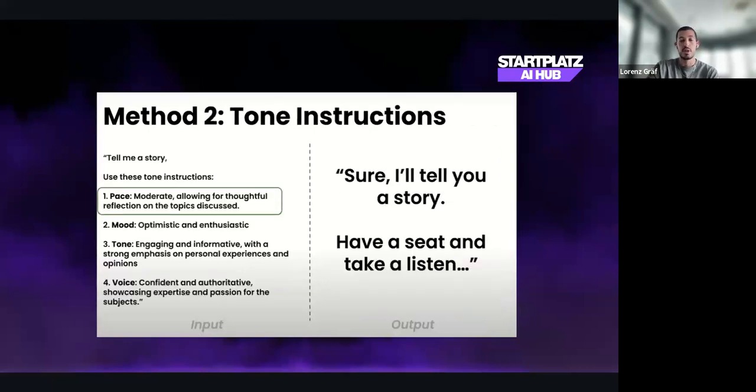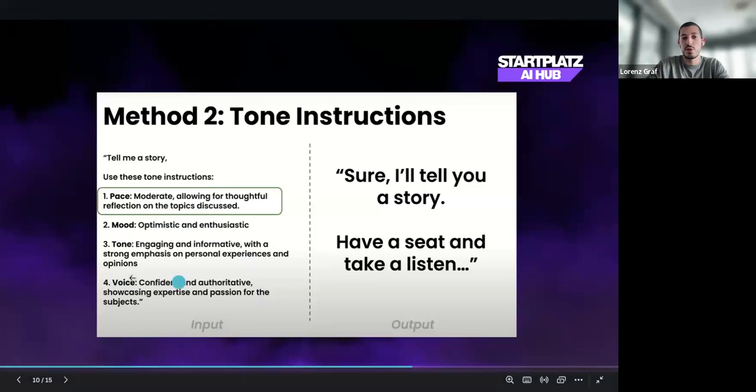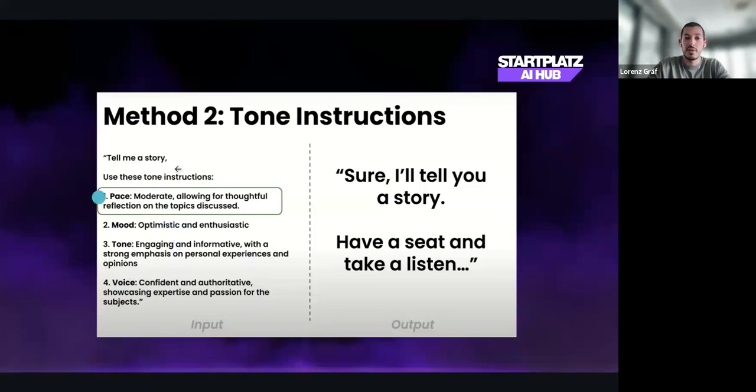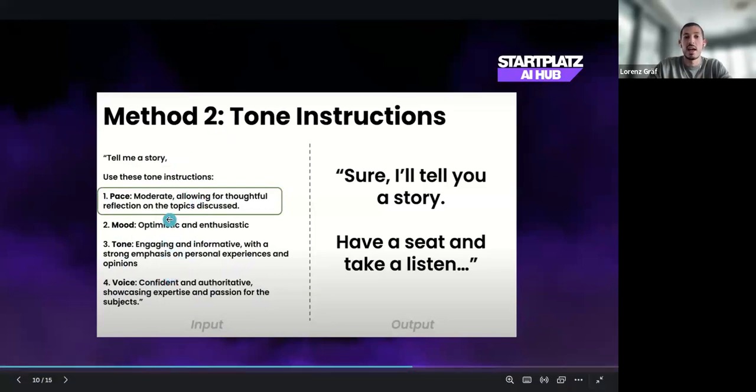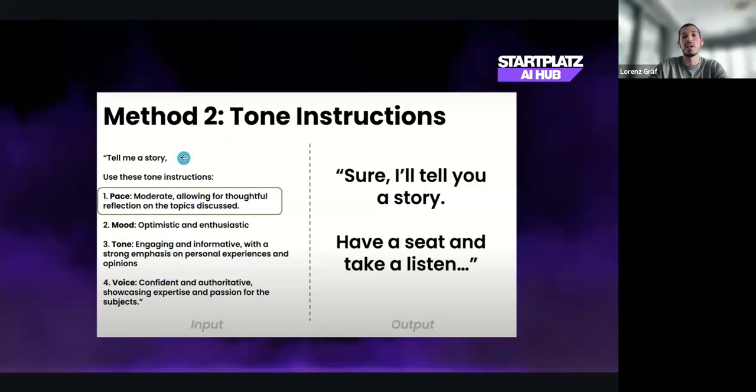So method 2. Here we also have, tell me a story, but use these tone instructions. This is another example where we can use fine-tuning. Let's say we go to ChatGPT and we want ChatGPT to tell us a story using these tone instructions, which are, let's say, my tone instructions for telling a story. Instead of giving the whole prompt to ChatGPT, we can train it on inputs and outputs based on this data, and then just say, ChatGPT, tell me a story. It will automatically take these values into consideration.